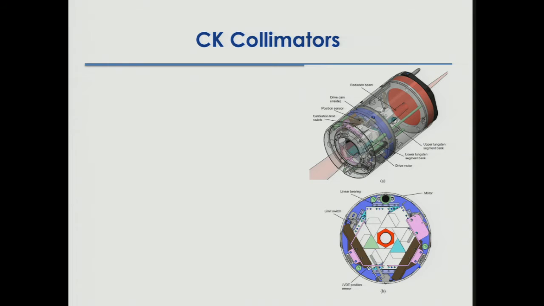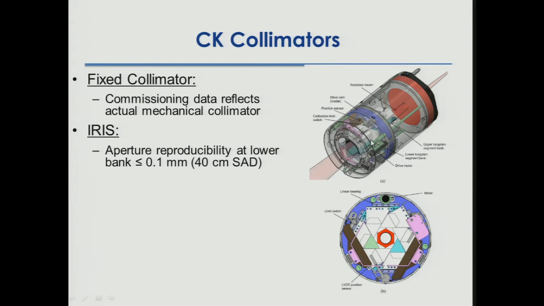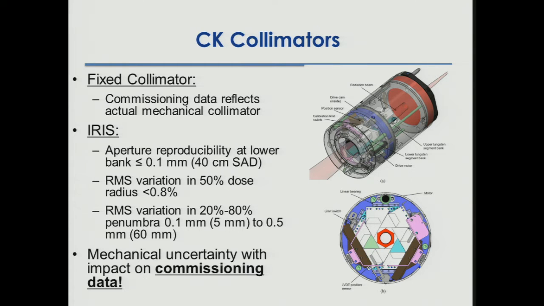Let's hold that thought. CyberKnife, as I said, used to be easy with the fixed collimators. We didn't have to think about uncertainties like that. What you commission in your data reflects the actual mechanical collimator, nothing changes. With the IRIS Collimator, it's a little bit different. The aperture reproducibility at the lower leaf bank, which sits at 40 centimeter SAD, is plus minus 1 millimeter. And the root mean square variation in the 50% dose radius is less than 0.8%. The root mean square variation in the 20 to 80% penumbra is 0.1 millimeter for the 5 millimeter cone and can range up to 0.5 millimeter for the 60 millimeter cone.